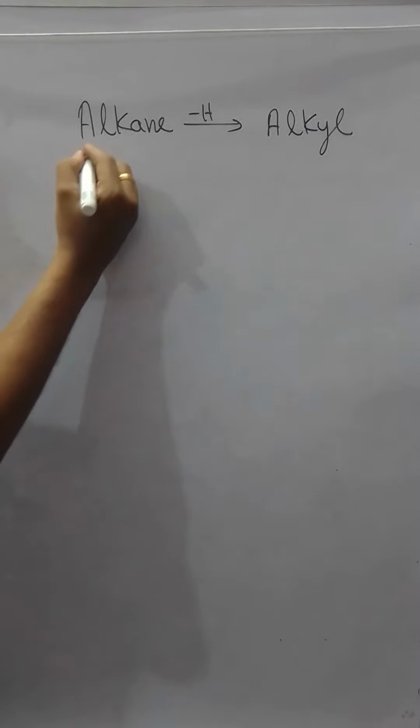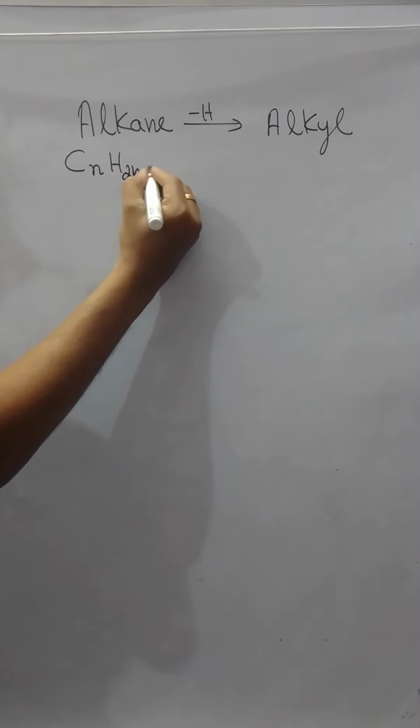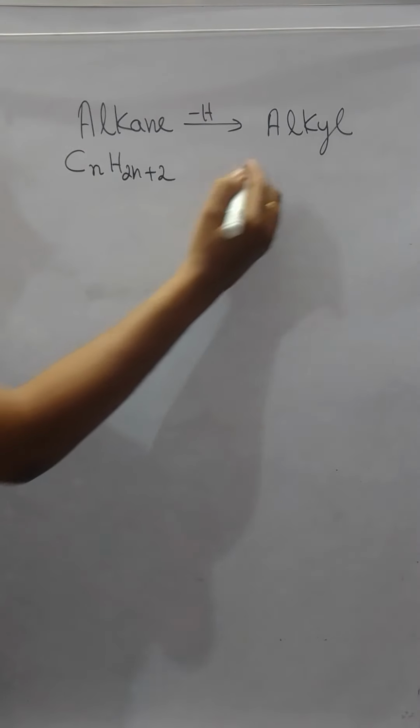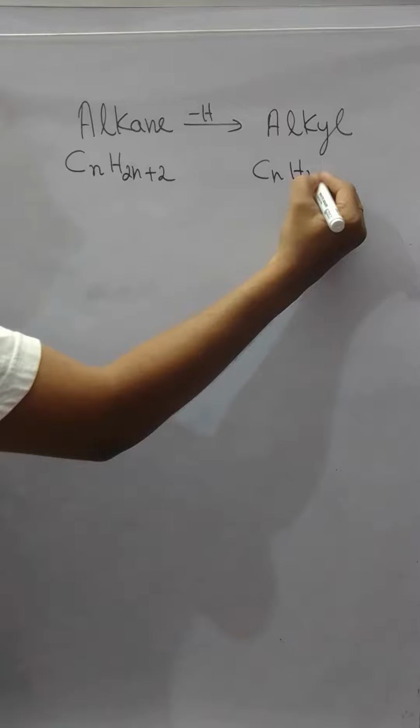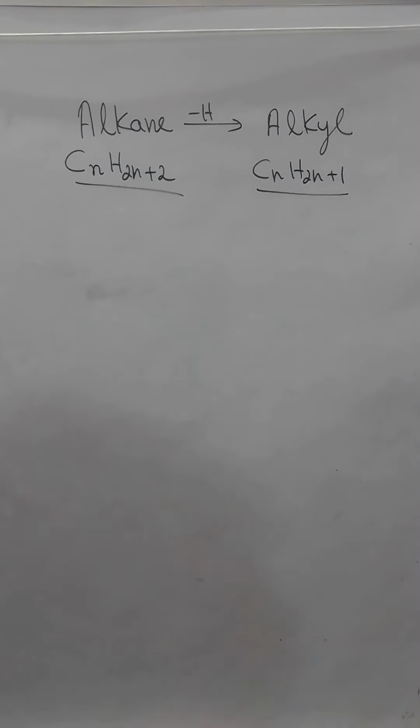For example, if I take an alkane, CnH2n+2 is the general formula of an alkane. I just want to remove one hydrogen. When the hydrogen is removed, this will be CnH2n+1. So this is the general formula of an alkyl group. We will see some of the important alkyl groups which we encounter, and these names are very important because we will be using them frequently in IUPAC nomenclature.